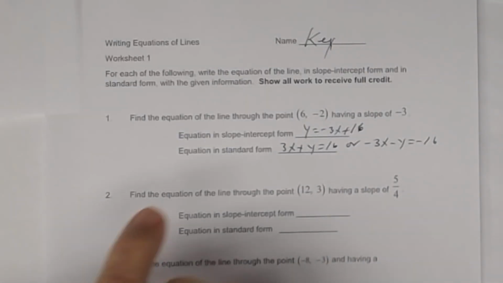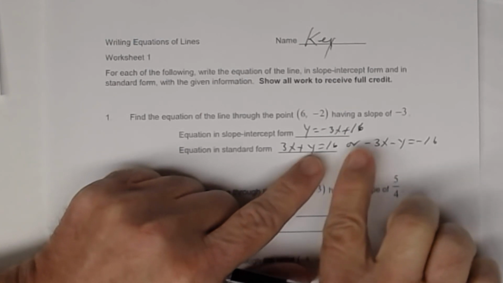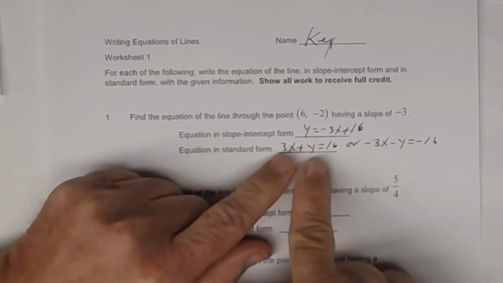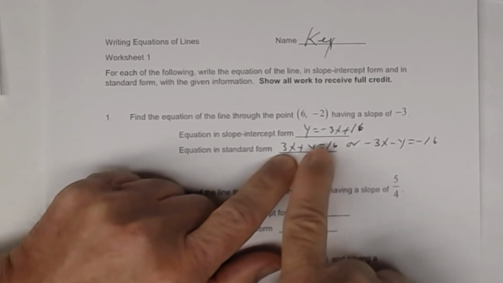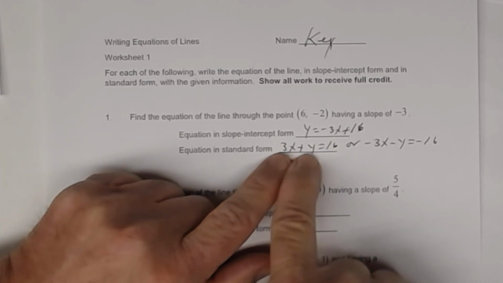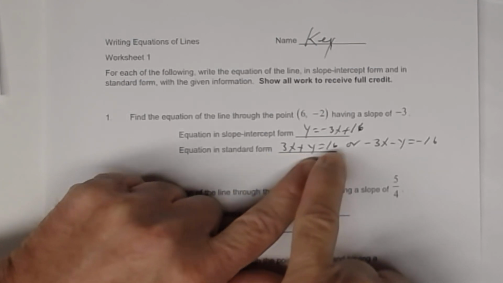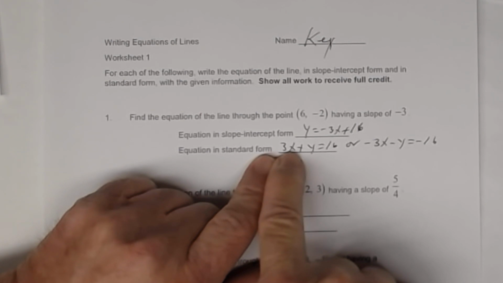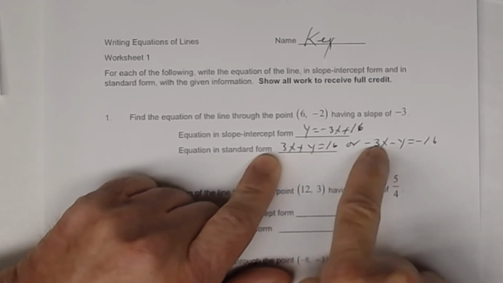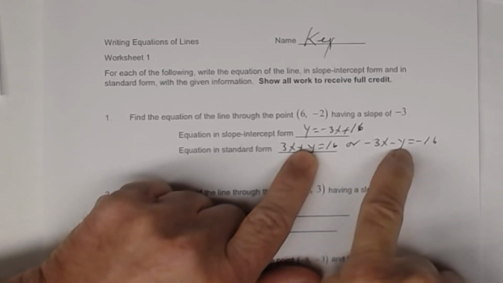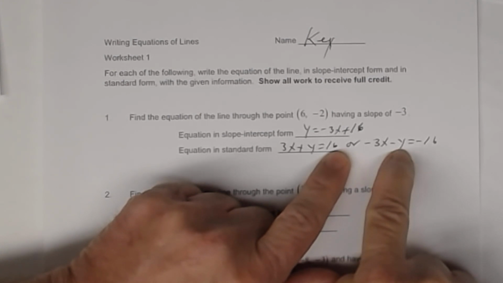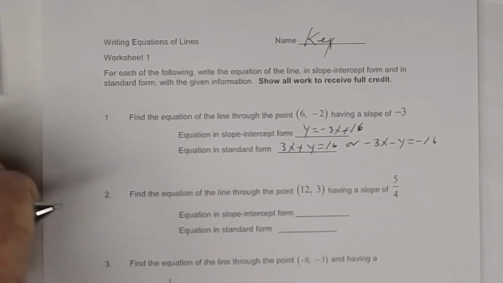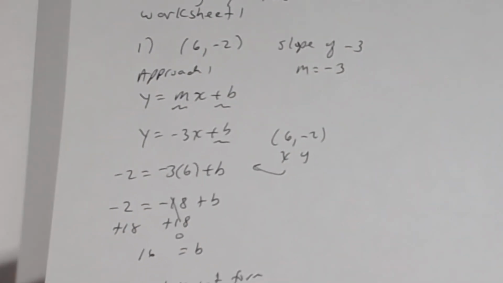But I also want you to notice right away that regardless of which one you did, you know that the other one has to be correct, because remember, what you do to one side, you do to the other. So if I take the left side and multiply by negative 1, I have to take the other side and multiply by negative 1. So negative 1 times 3x is negative 3x, negative 1 times y is negative y, and 16 times negative 1 is negative 16. All right, so that was approach number 1.